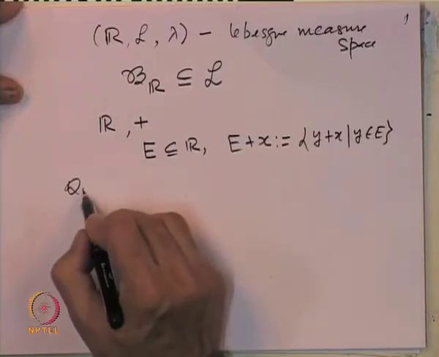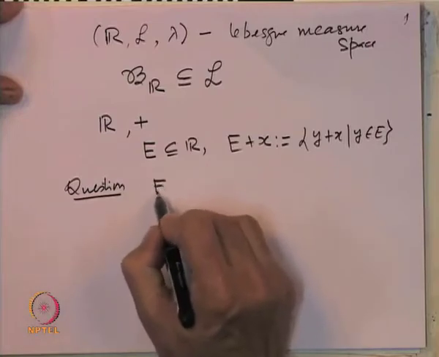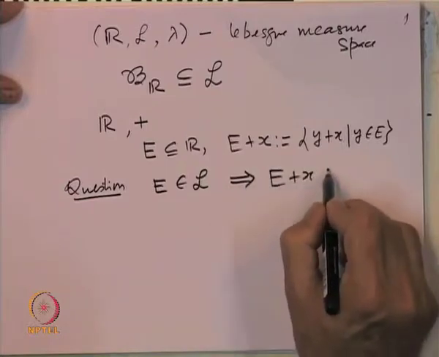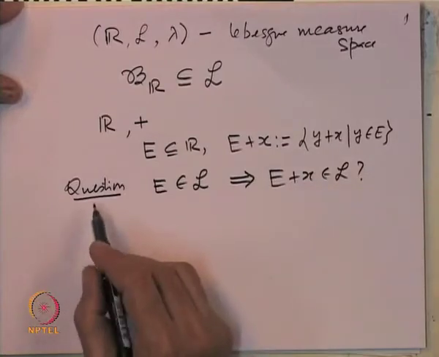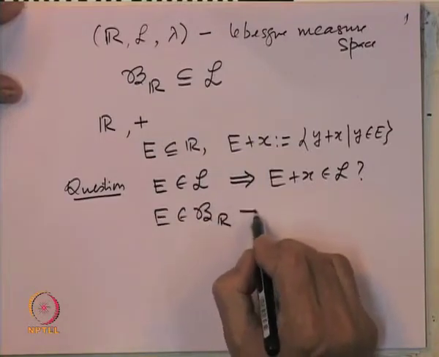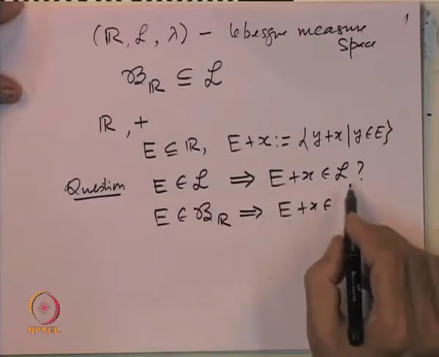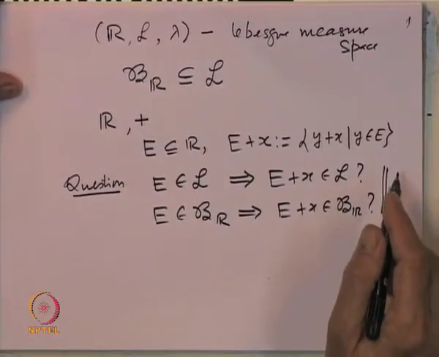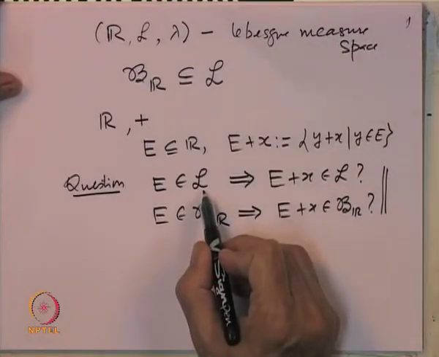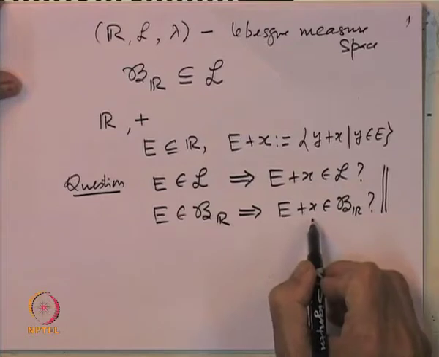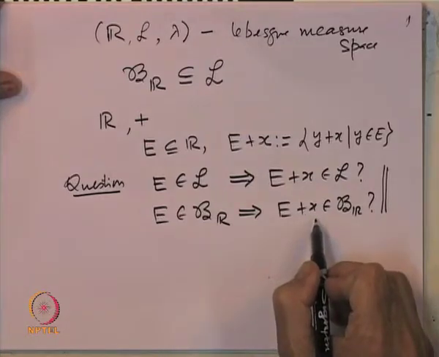So, the question is: if E belongs to L, if E is Lebesgue measurable, does this imply that E plus x is Lebesgue measurable? And similarly, we will also look at the second question, namely if E belongs to B R, if E is a Borel subset of the real line, does it imply E plus x belongs to B R? So, these are the two questions we will start analyzing. The importance of these two questions is: is the class of Lebesgue measurable sets invariant under translations, and is the class of Borel subsets invariant under the group operation of translation on the real line? So, these two questions we will answer, to start with.